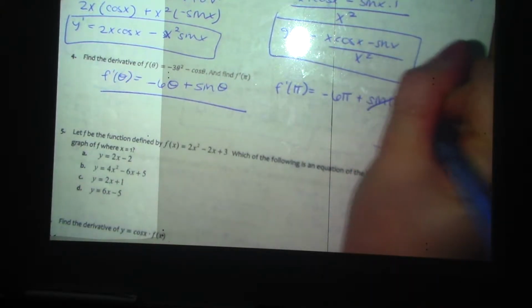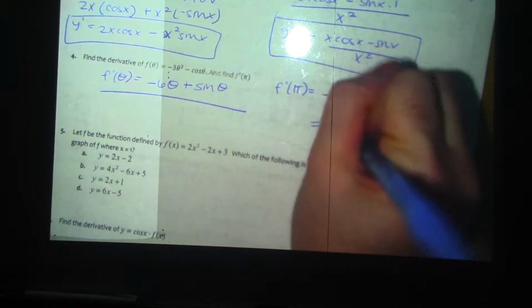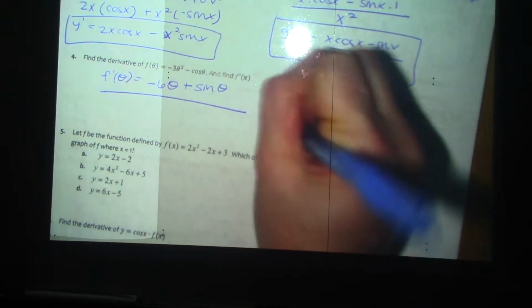So we already said in the front, but just in case you forgot, sine of pi, that's over here. Sine is your y value. You have no y value, that is just 0, so then your answer is just negative 6 pi is f prime at pi.